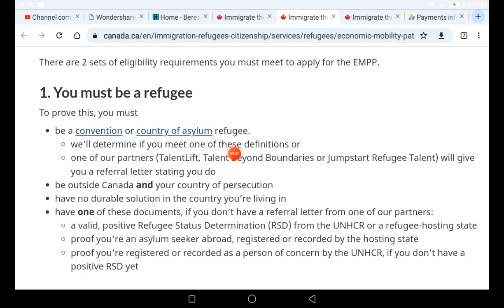Talent Leaves, Talent Beyond Boundary, or Jumpstart Refugee Talent will give you a referral letter stating you must be outside Canada, and you must also be outside of your country of persecution. You have no durable solution in the country you are living in, which means the country you are living in right now must not be your home country.